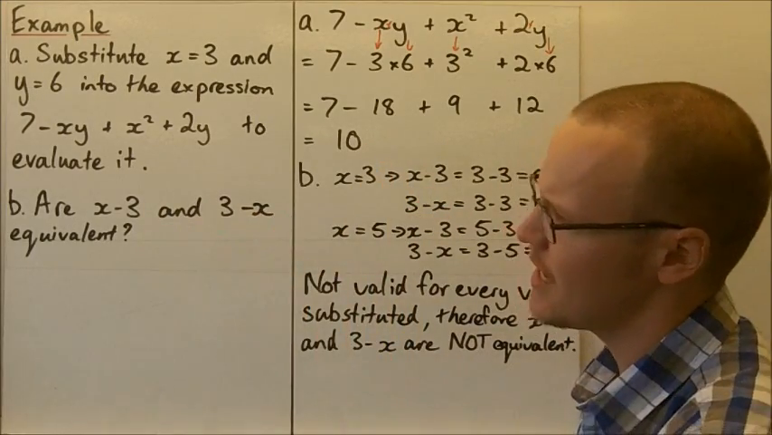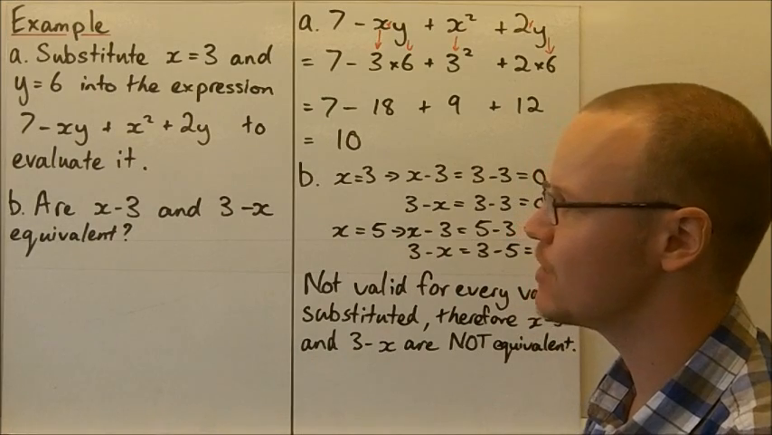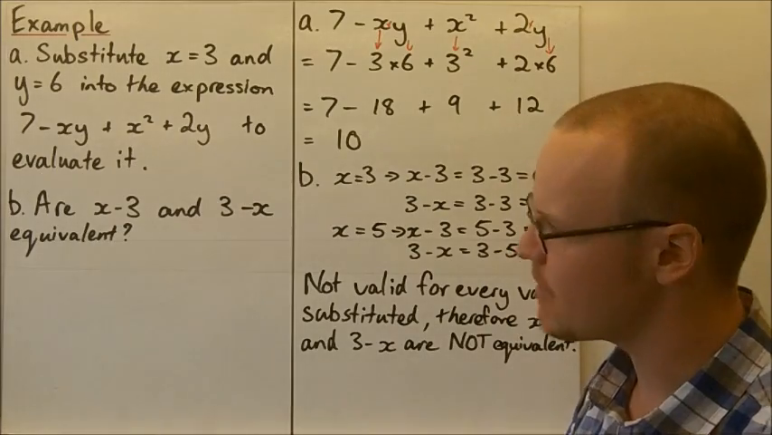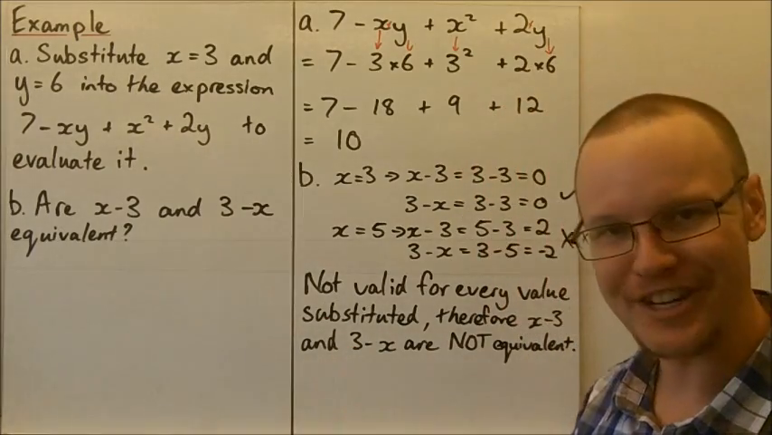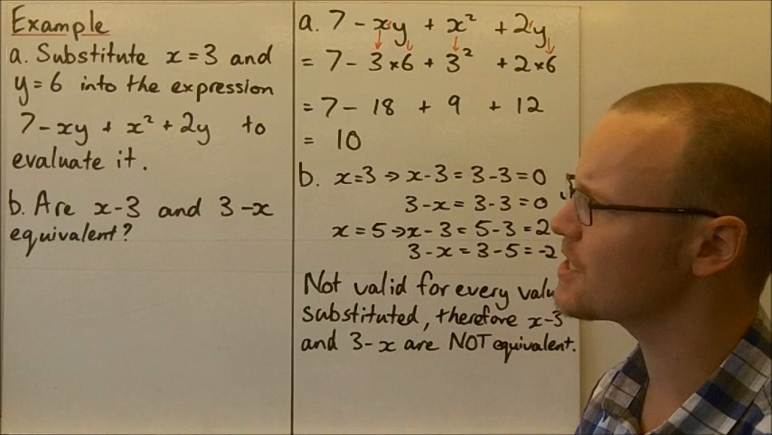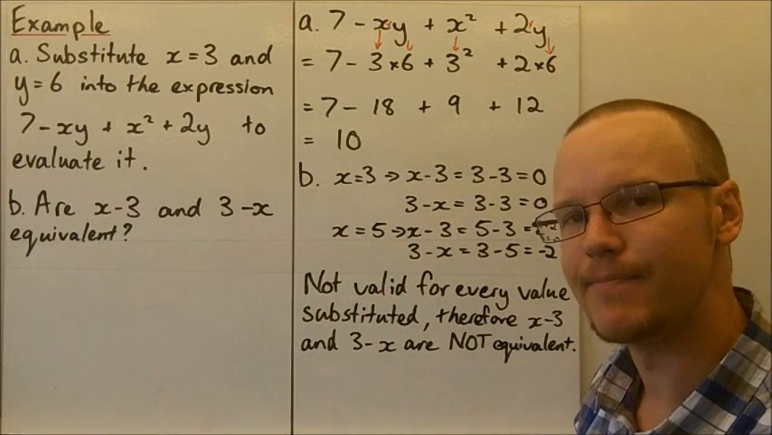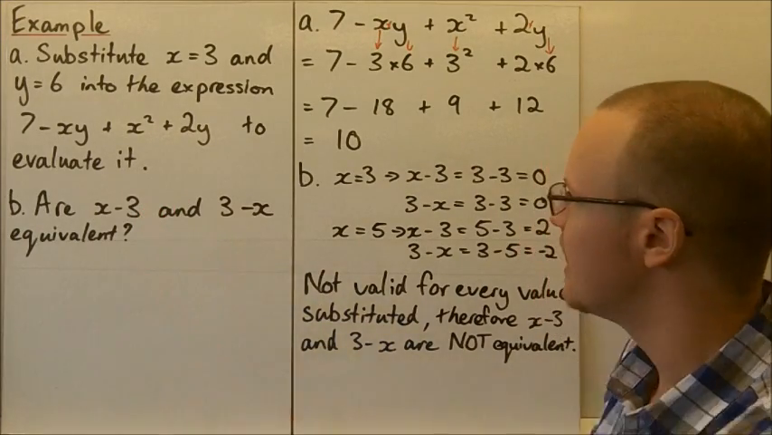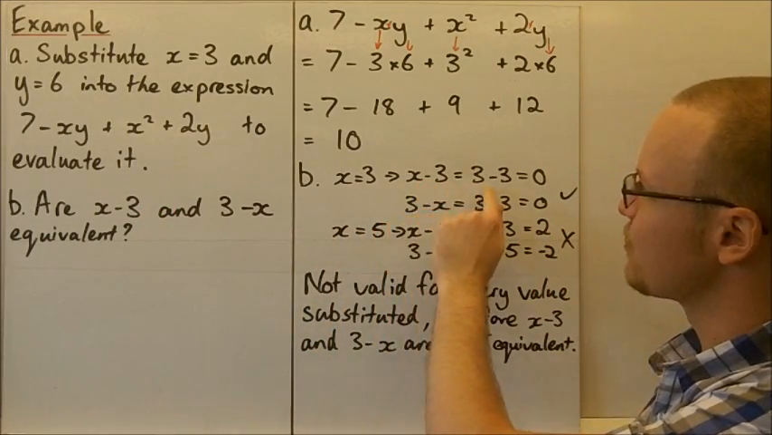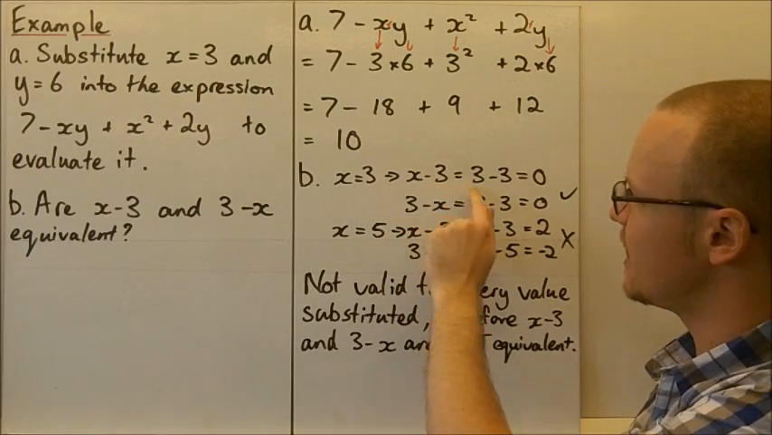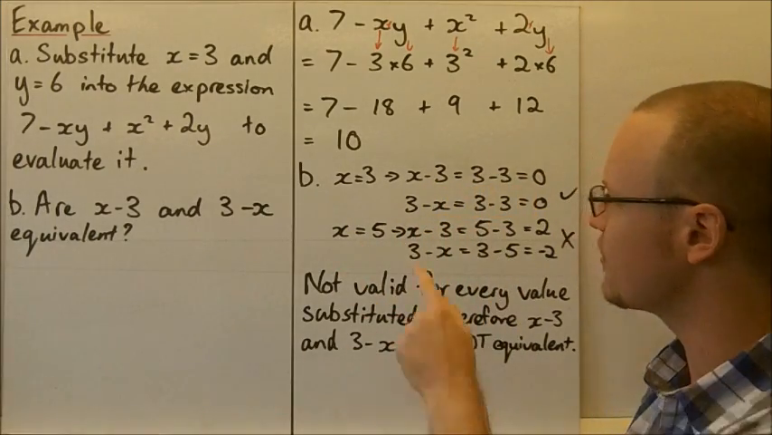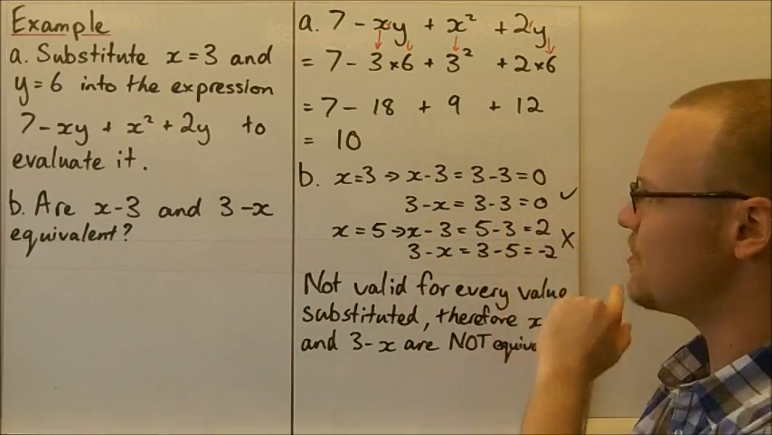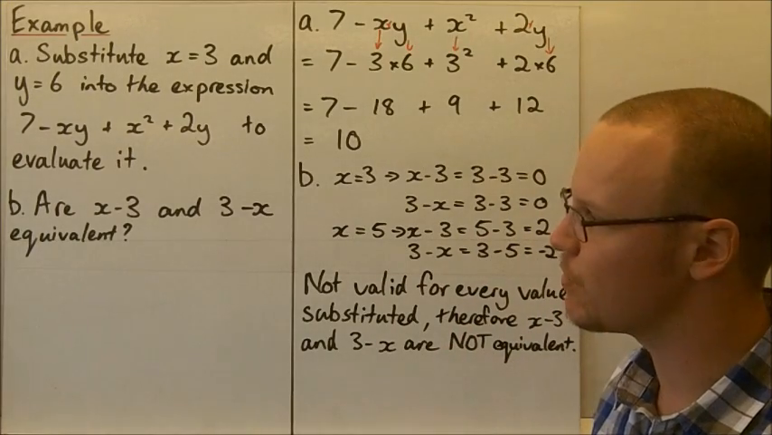Our second question here: are x minus 3 and 3 minus x equivalent? You might see that and just say, of course not. Or you might say, yeah, maybe they are. They look pretty similar. They've both got a 3 and an x in them. Let's see. If we substitute in x equals 3 into both of these expressions, for x minus 3, that would be 3 minus 3, that's 0. And for 3 minus x, the answer is 0 as well, because that's 3 minus 3 as well. Both 0. So it appears that they might be equivalent.